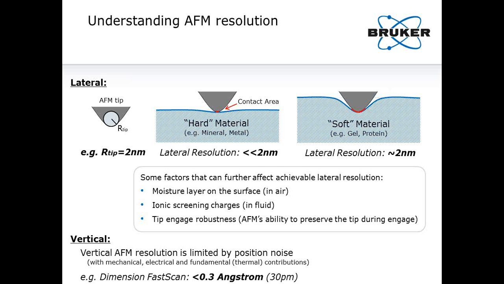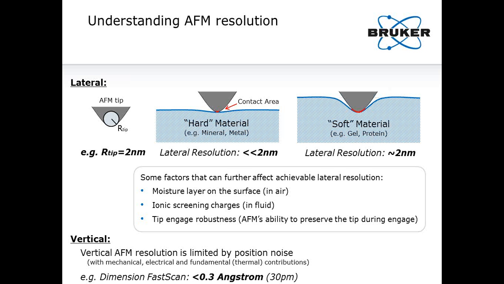The contact area now strongly depends on the stiffness of the sample material, which can range over more than 4 orders of magnitude, from, for example, a mineral or metal on the one end to gels, proteins, and even live cells on the other hand. Parts of this variation can be compensated by selecting a suitably soft cantilever. Like with other microscopy techniques, when pushing AFM lateral resolution, skillfully controlling sample factors, for example surface moisture or ionic screening layers, can greatly improve the final result.